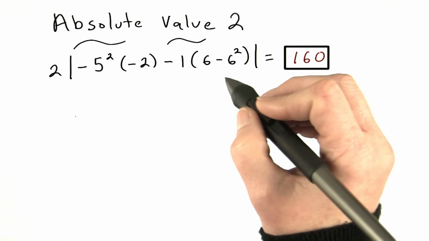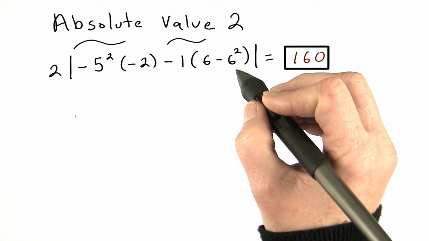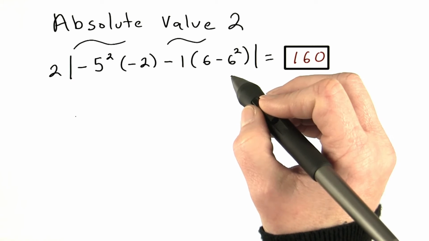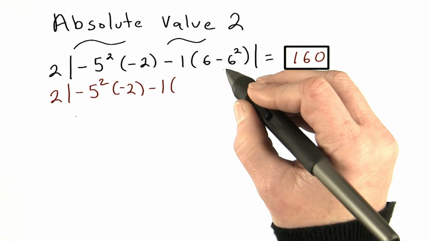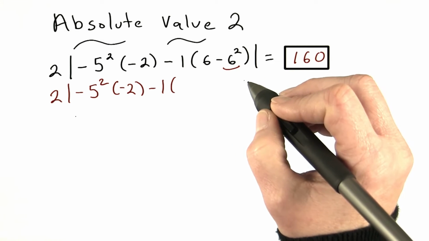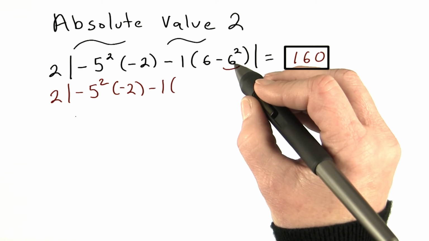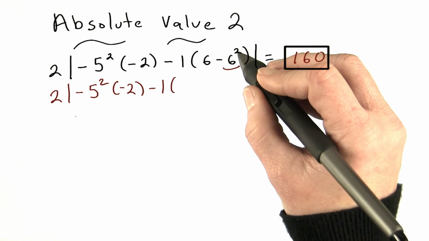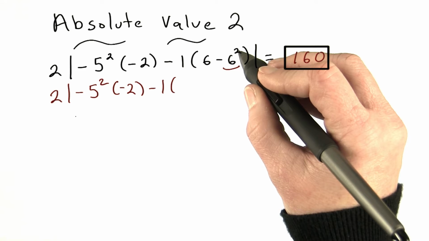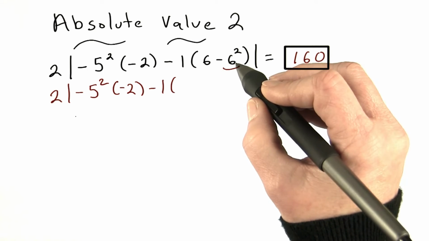So first thing we have to do is evaluate what is inside these parentheses and follow the order of operations, and then we'll move on. The first thing I want to do is evaluate this 6 squared. 6 squared is 36, so this turns into 6 minus 36.